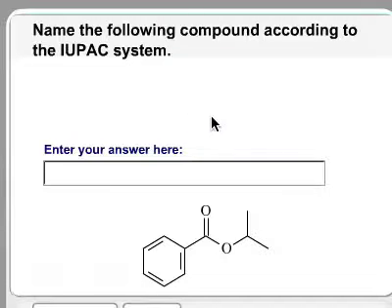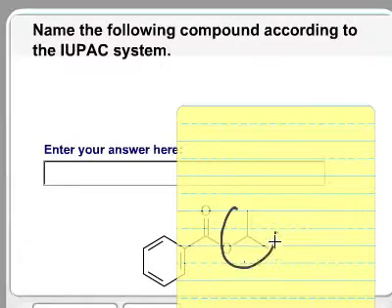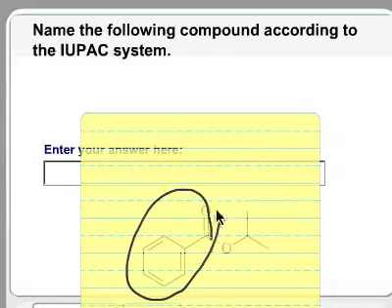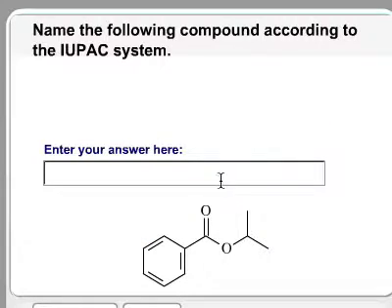All right, whoa, this is an ester. So alcohol end, right here. Isopropyl benzoate. The carboxylic acid side is benzoic acid, right here. All right, so isopropyl benzoate.